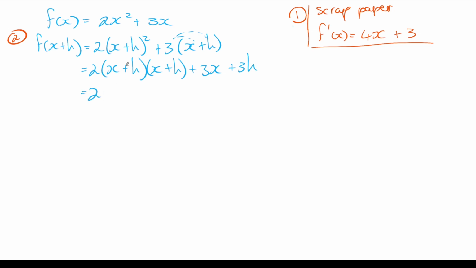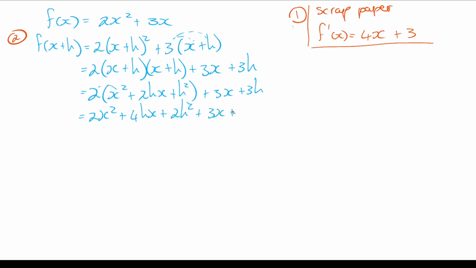Now you can use EBA or whatever you do to get your brackets sorted, and if you need a video on that, let me know in the comments. We have x squared plus 2hx plus h squared plus 3x plus 3h. Distribute the 2 in. I end up with 2x squared plus 4hx plus 2h squared plus 3x plus 3h. Do I need to simplify? Nope, that's it.